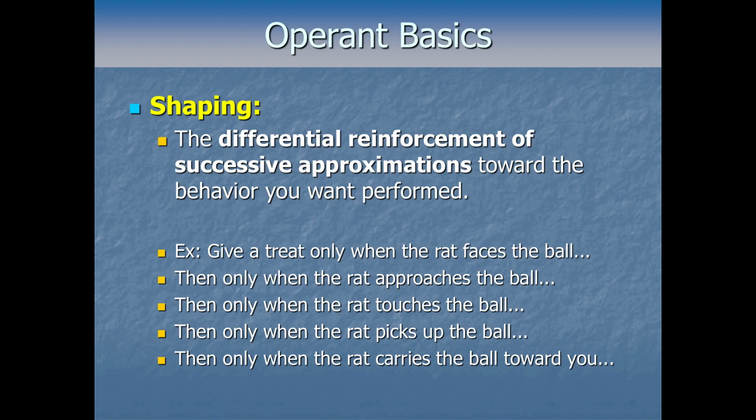And then once it's learned that, once it's consistently approaching the ball, once seeing the ball leads to the rat going toward it to get a treat, then you switch to a new contingency. Get a little closer to your final goal of playing fetch. So maybe the new rule becomes that you're only going to give a treat when the rat touches the ball. It has to make physical contact. After that, you might change the rules to only when the rat picks up the ball, and then only when the rat carries the ball toward you.